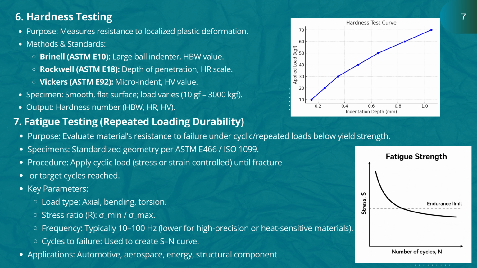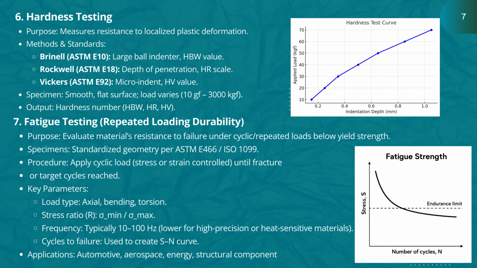Looking at the graph on the right, we see the hardness test curve. On the x-axis, we have the indentation depth in millimeters, and on the y-axis, the applied load in kilograms force. The curve shows that as the indentation depth increases, the load applied also increases. This tells us that harder materials will have smaller indentation depths for the same load.